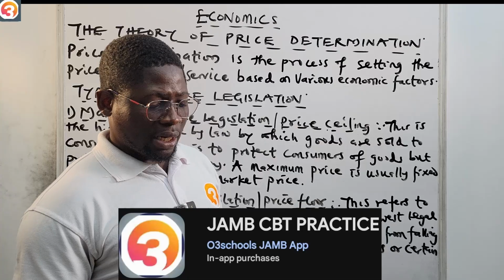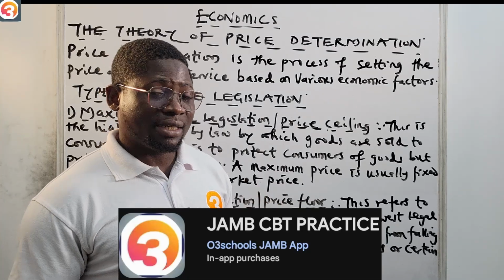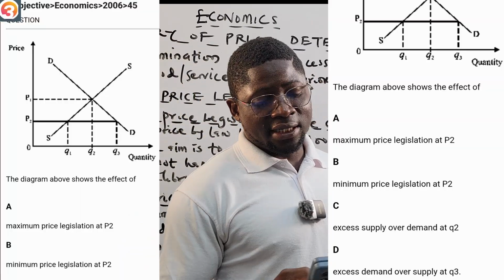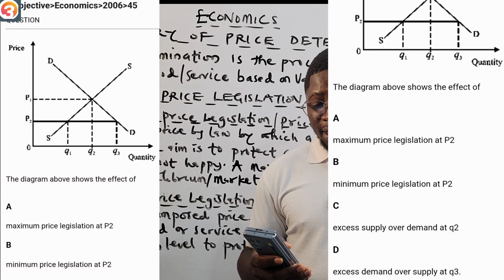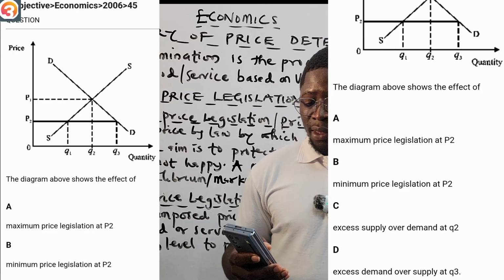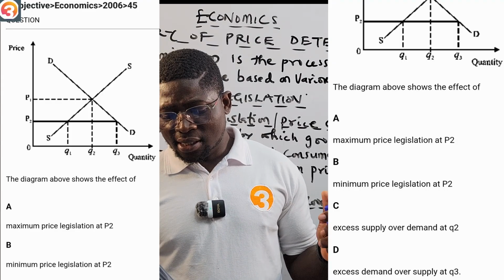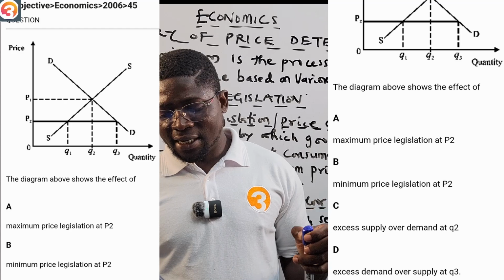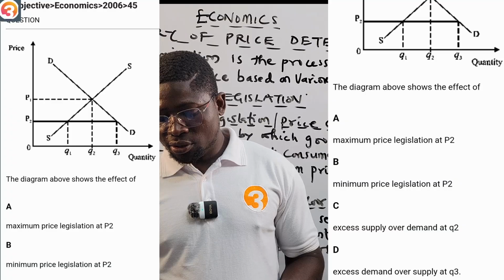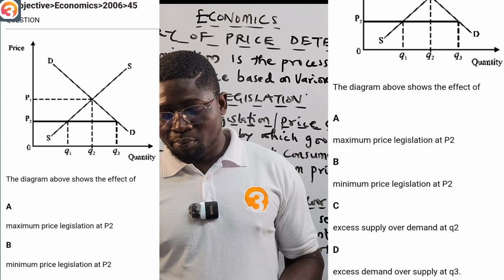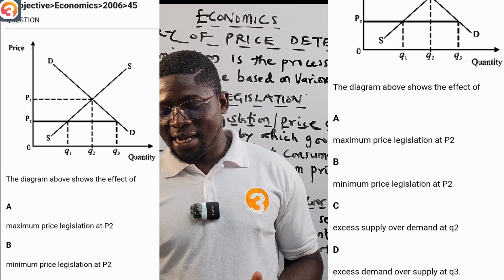Before we continue, let us see a JAMB past question from the JAMB application. This is a 2006 question, number 45. You can see a diagram where the price and quantity are plotted against each other, the price on the y-axis and the quantity on the horizontal x-axis. We're told here that the diagram above shows the effect of maximum price legislation at P2, minimum price legislation at P2, excess supply over demand at Q2, and excess demand over supply at Q3.